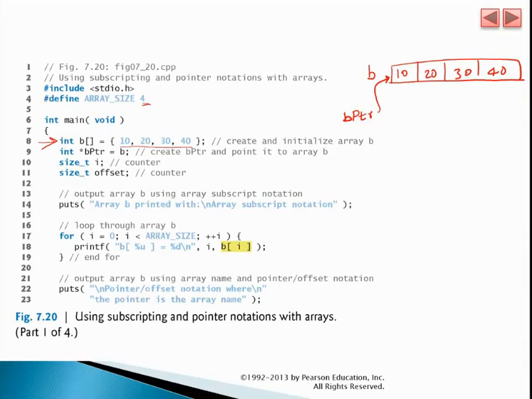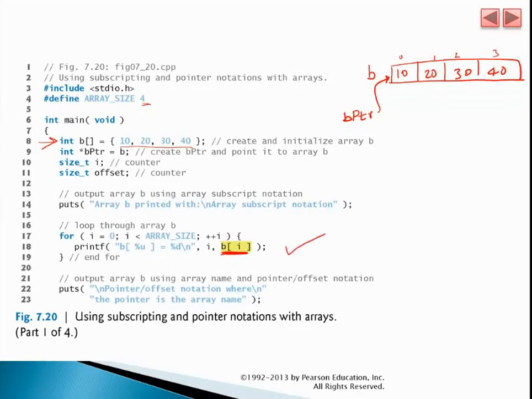Now let's print a few values. First is simple printing. I'm running a loop from 0 to 4, and we are printing B of I. So B of 0, B of 1, B of 2, B of 3, it will print 10, 20, 30, 40. This is simple.